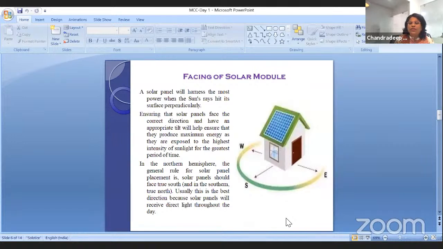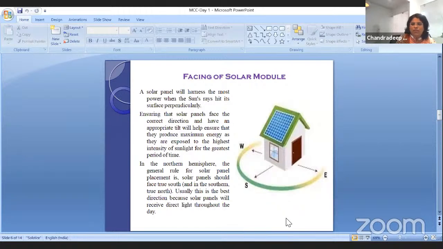Even though we install in the shadow-free area, sometimes what happens? A leaf has flown and stuck on one cell. Then it gives a huge problem to the module. So just install, not like that. You have to go for the shadow-free and you have to check that no other tree grows in the next 6 months or 1 year. If the shadow falls on the whole solar module, not a problem. But if shadow falls on half of the module and half of the module is active, then the damage happens.